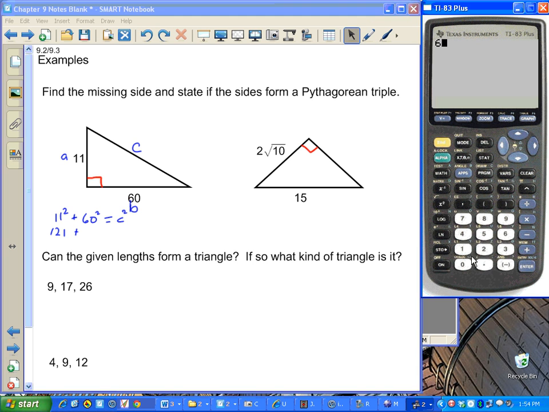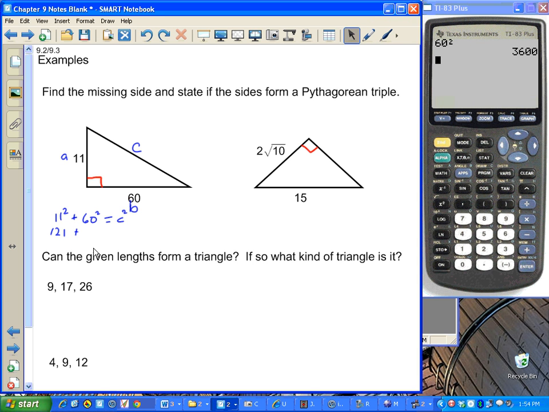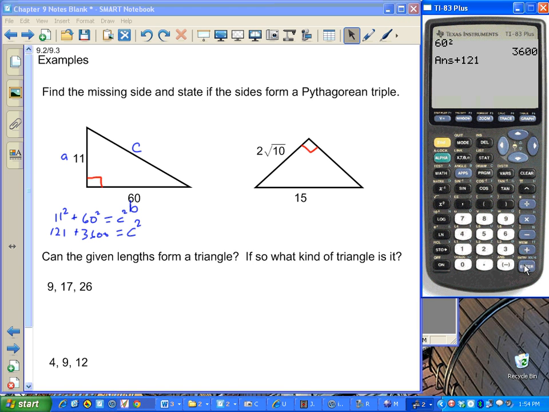60 squared is 3,600. Okay, if I add these together, that's going to be C squared. So I'm going to add 121 to this. I get 3721. I'm going to square root that. I get 61. Okay, so C is 61.